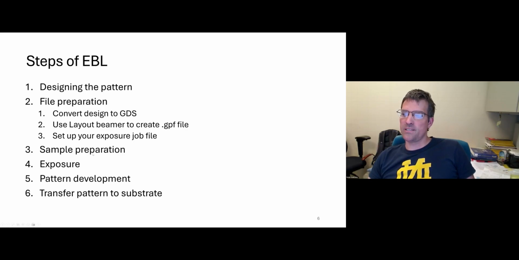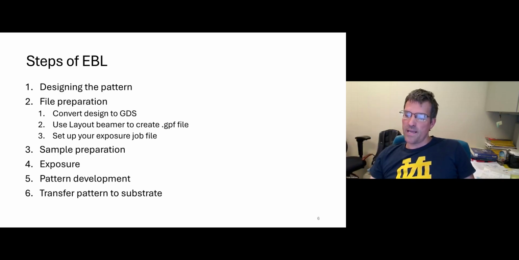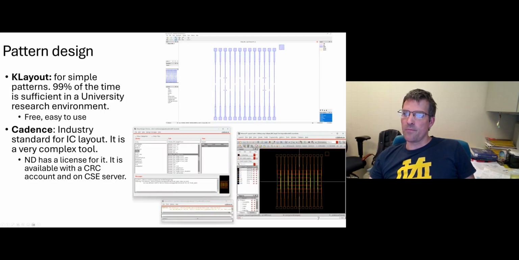Then you also have to prepare your sample, like spinning resist. If you have a substrate that is very insulating, you need to do some other preparation to avoid charging. Then comes the exposure, and then you have to develop the exposed pattern in order to get this pattern transferred to your substrate, either by metal deposition or some other etching processes. So I'm going to go through most of these steps and tell you what I think are important factors that you have to pay attention to when doing electron beam lithography.